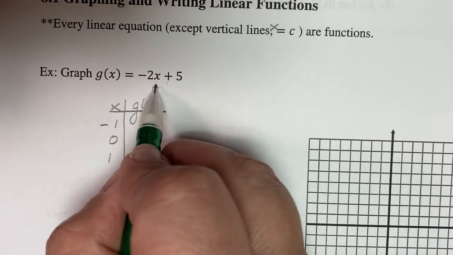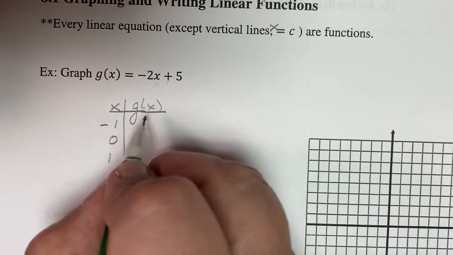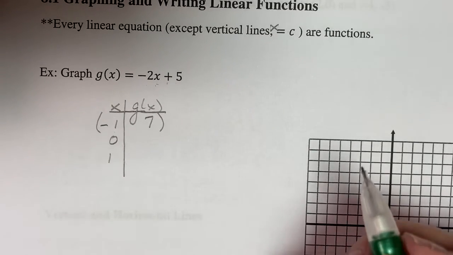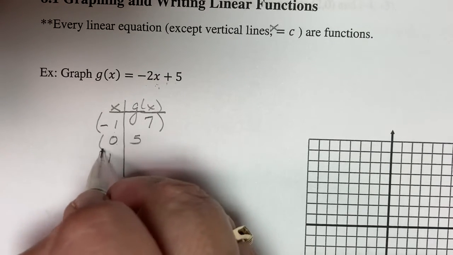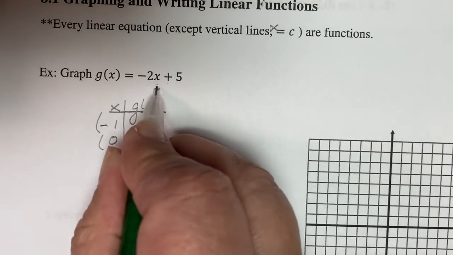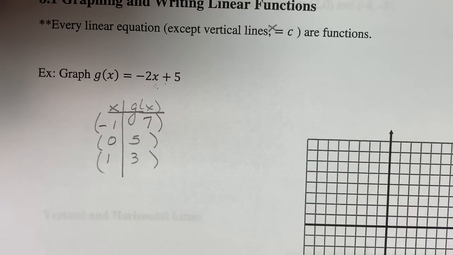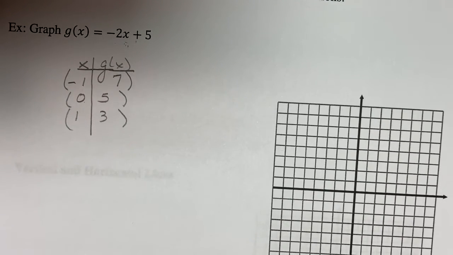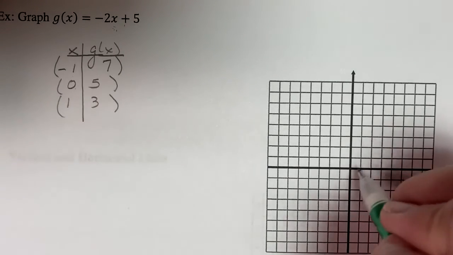So if I plug in -1 into here, -2 times -1 is 2, plus 5 is 7. And that gives me an ordered pair that lies on my line. If I plug in a 0, you should see you're going to get 5. If I plug in a 1, you can see you're going to get 3. 3 points are the minimum number of points that you should always have to graph a line. Now let's see if those 3 points line up when we graph them.